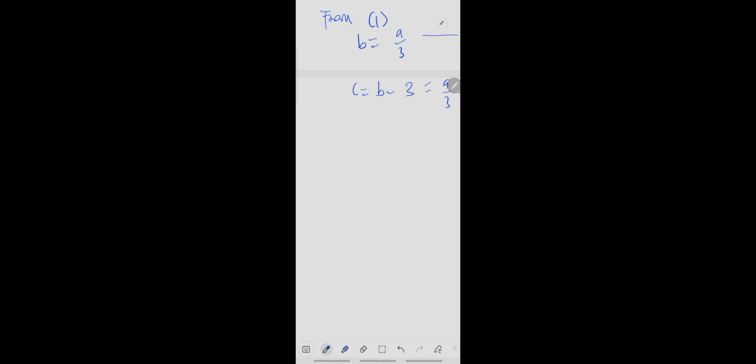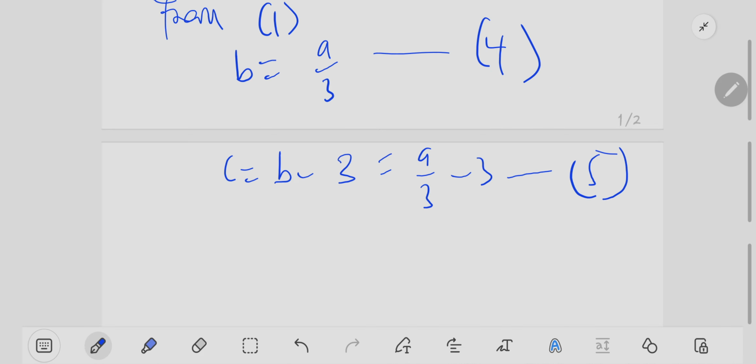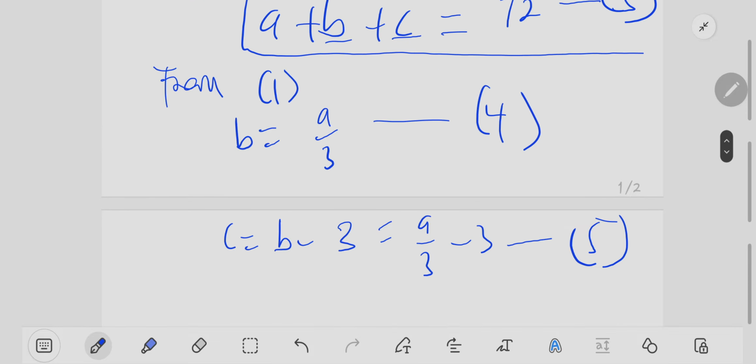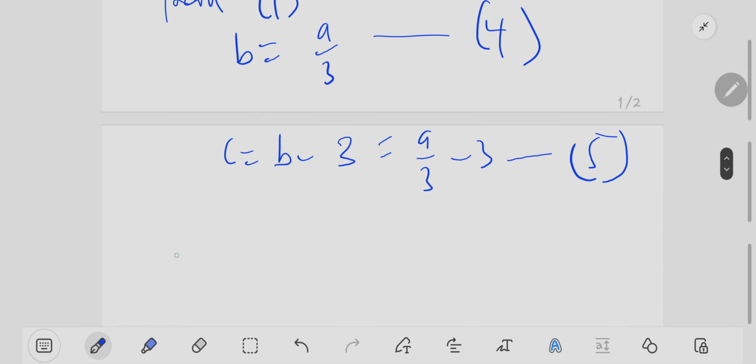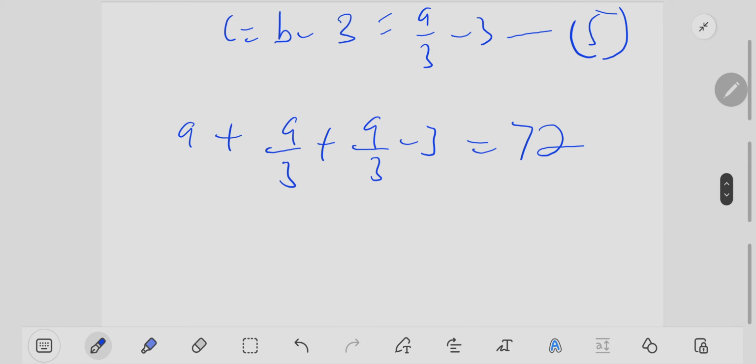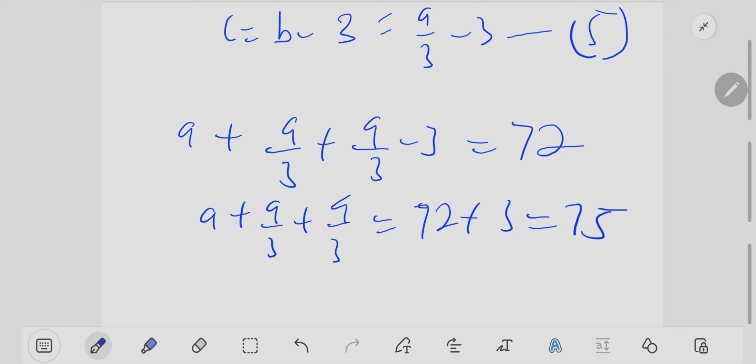We now have expressions for B and for C, all in terms of A. So you can just substitute them into equation 3 and then we solve for A. Equation 3 will become A plus A on 3 plus the expression for C, which is A on 3 minus 3, and this equals 72. Over here, what you're supposed to do is to just simplify. So we are going to have A plus A on 3 plus A on 3 equals 72 plus 3, which is going to give us 75.